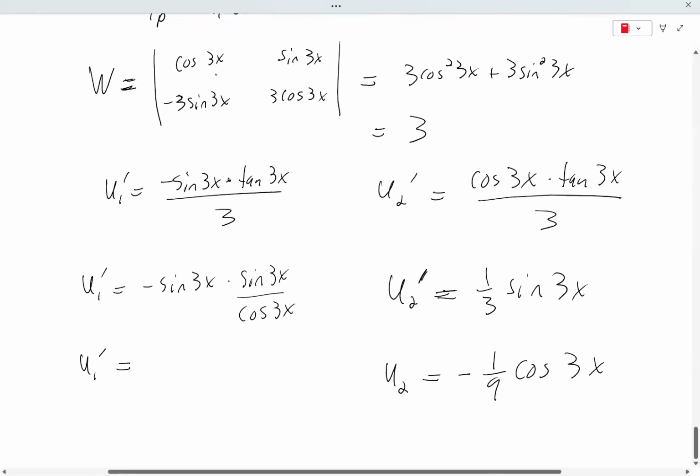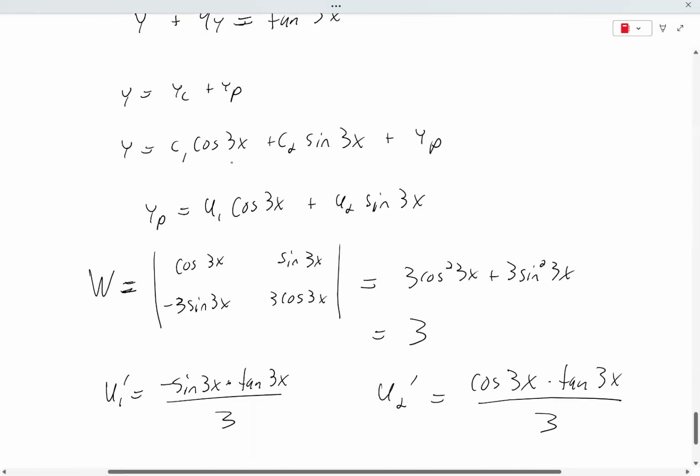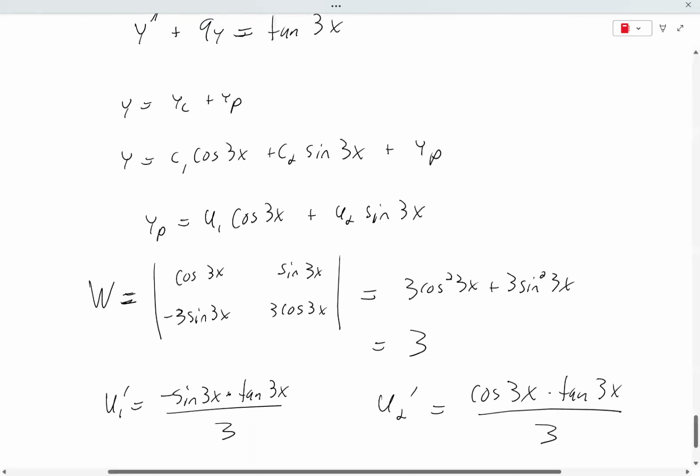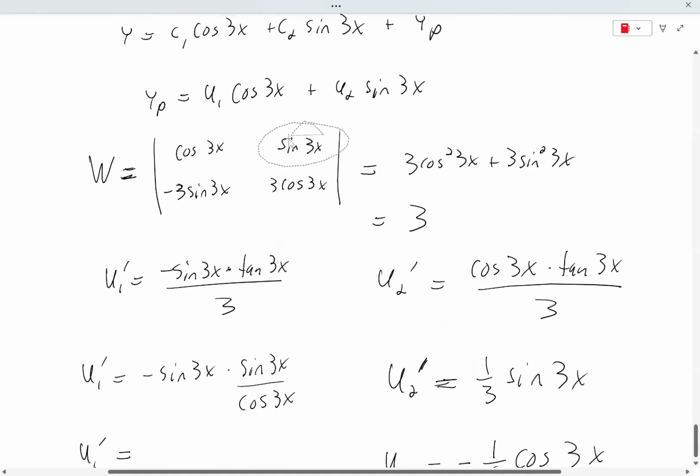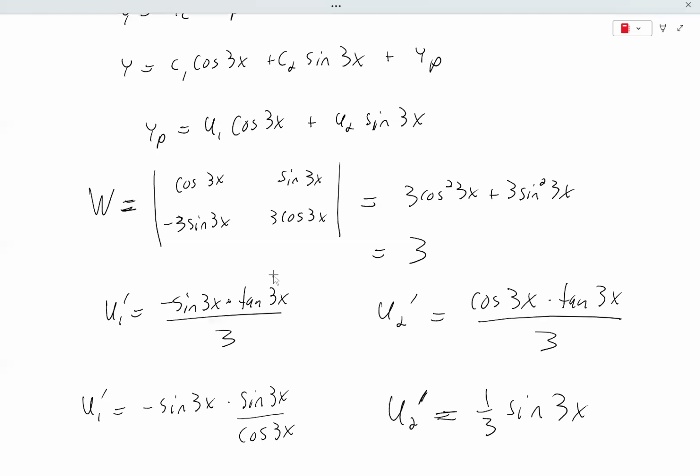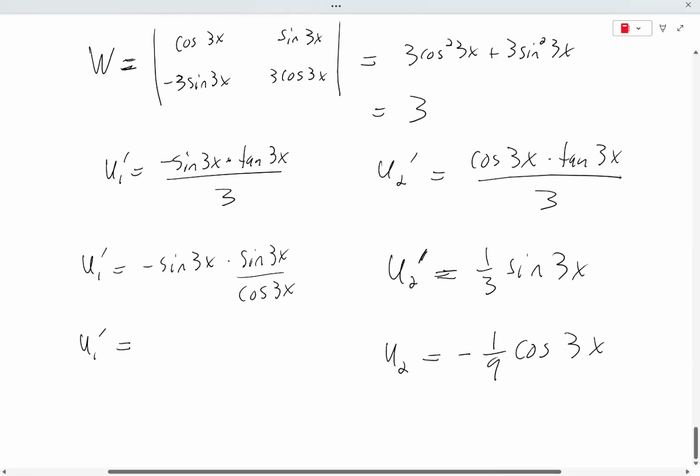I don't want to belabor it too much, but what was it? Cosine and sine, that was my U1, U2. Took derivatives. Derivative there, derivative there. This is my y sub 2 then. Then my f of x was tangent 3x. It might just be messy. And then that's that one over 3. And this one over here was y1 and tangent 3x over 3. That one simplified nicely.